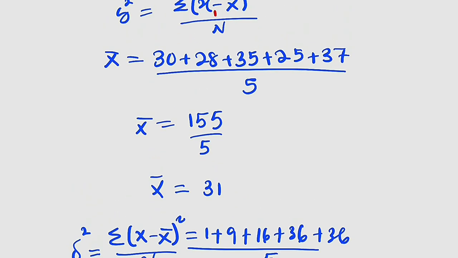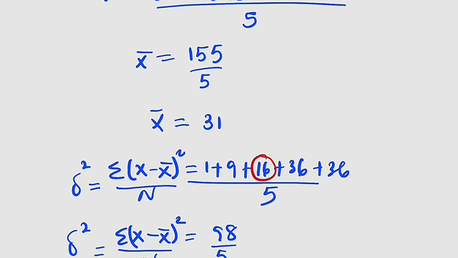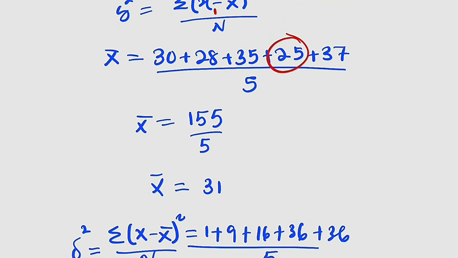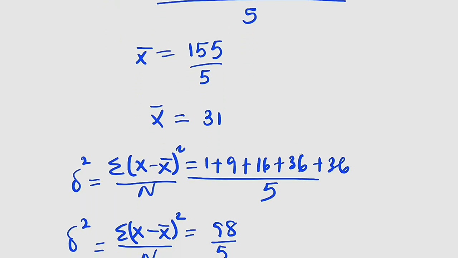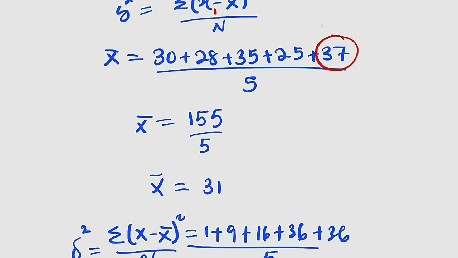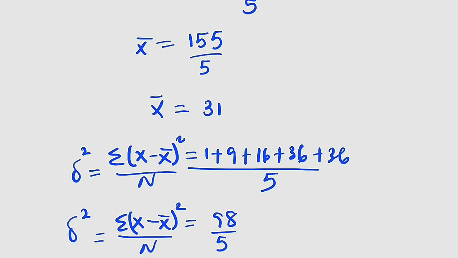You take the next one, which is 35. And 35 minus 31 will give us 4. And 4 squared will give us 16. You take the next one, which is 25. 25 minus 31 will give us -6. And -6 squared will give us 36. Then the last one, 37 minus 31 is 6, and 6 squared is 36.